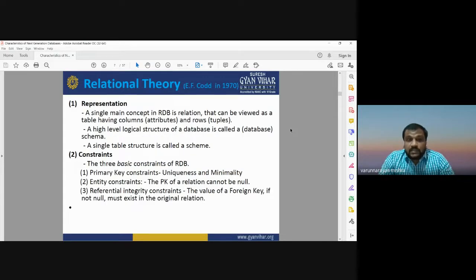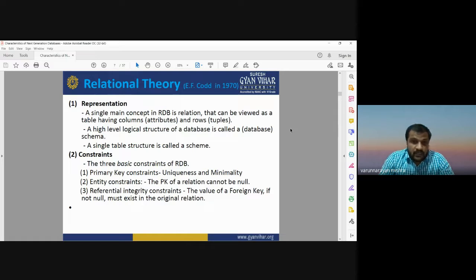So what is relational theory? What is the relational database management system? The relational database management system was started in 1970 by E.F. Codd. Its single main concept is that it can be viewed as a table having columns and attributes.